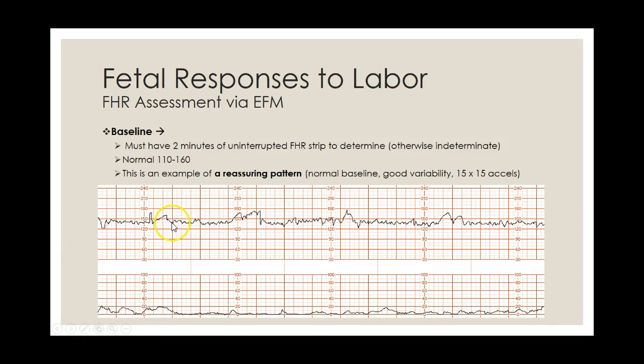Here's our baseline. You can see this is 2 minutes. There's 2 minutes of baseline right there at least, and it's uninterrupted. And so our baseline is about 135, somewhere between 135 and 140. You can look at the majority of the strip and sort of see where that baseline falls. All of these little squiggly lines coming up and down here are your variability. We're going to talk about that one next.